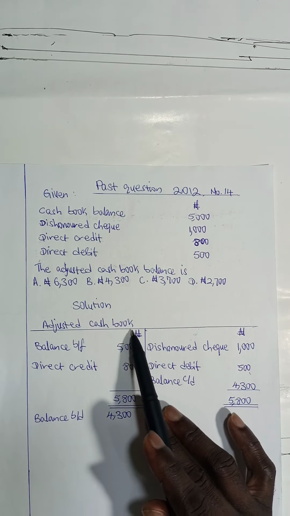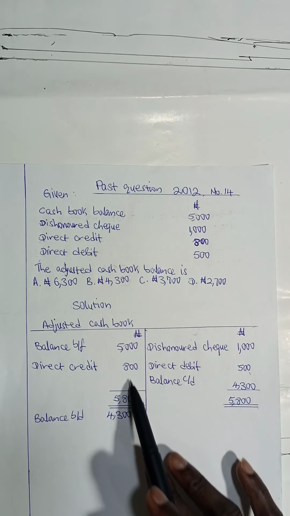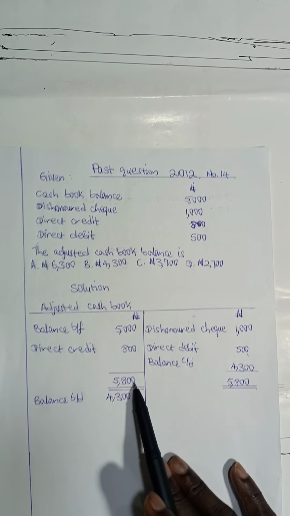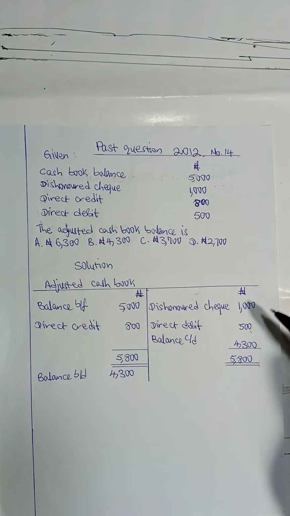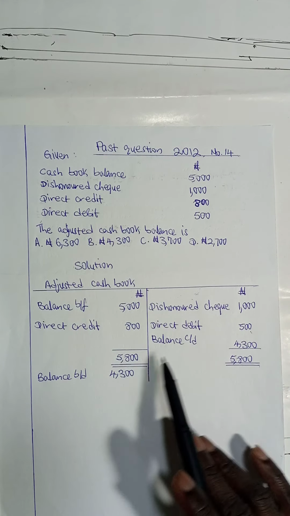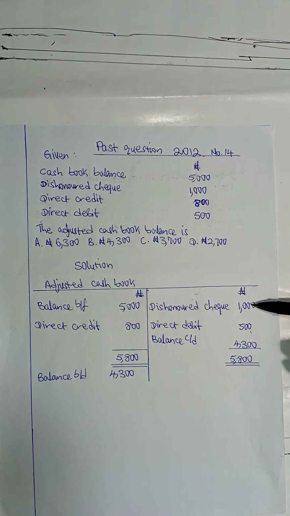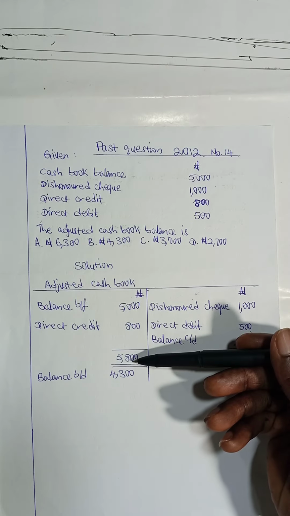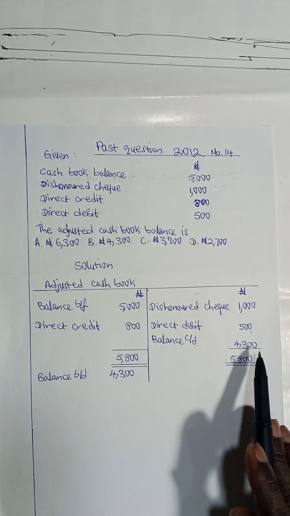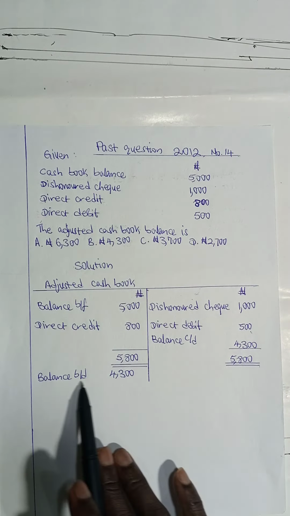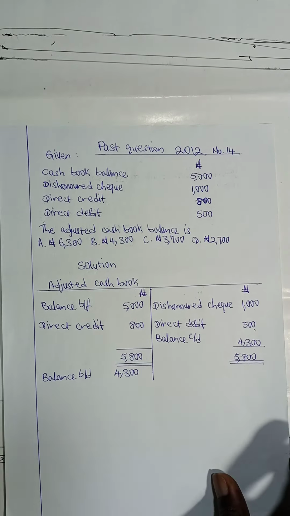So then we need to add the debit side. We added the debit side, we got 5,800. So the debit side is greater than the credit side, so we are having the debit balance. We added these two, 1,500, and deducted it from this 5,800. So our balance carried down is 4,300. Balance brought down 4,300 debit balance.